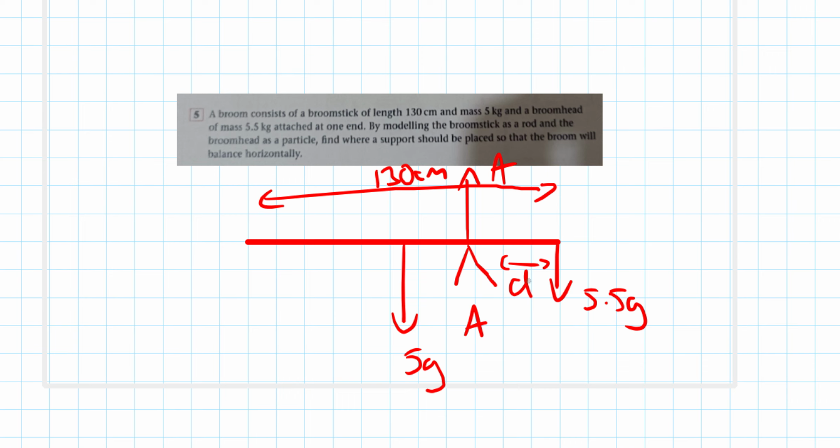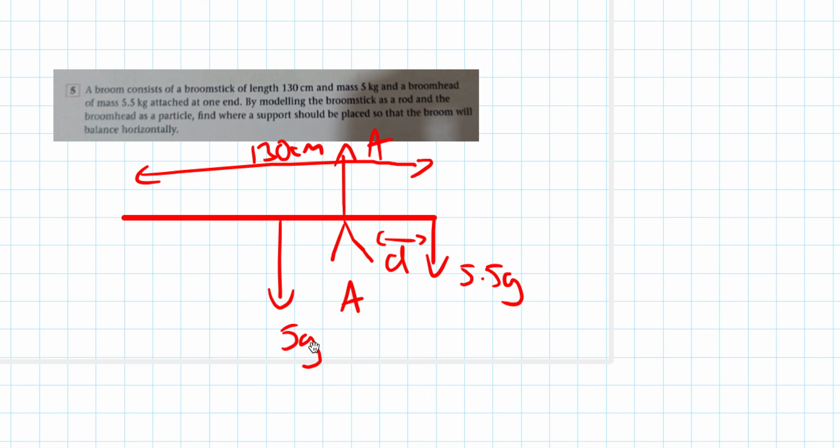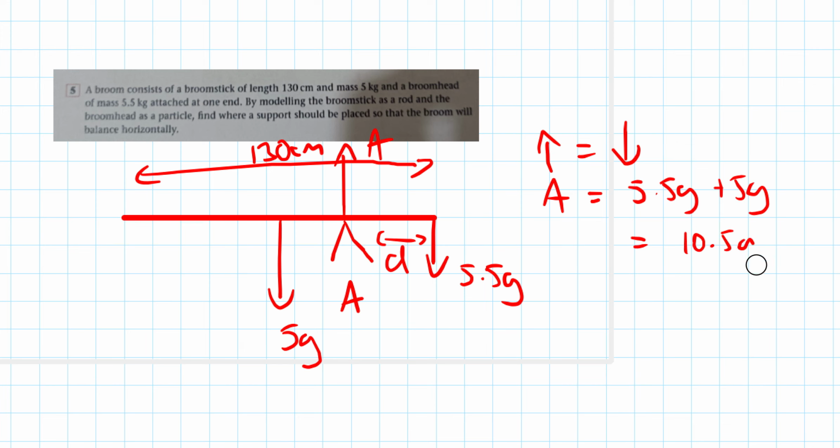And the key thing here is we're saying D is from a particular position. So we're saying D is from where the broom head is going to be. Again, if the broom head is a particle, that means that there's no dimensions essentially to it. We're just going to assume it's just acting on the broom straight downwards. So then from here, once we set this up like this, it makes it a very straightforward moments question. So up equals down, so the upwards force is A, and that's equal to 5.5g, which goes downwards from the broom head, and 5g from the mass of the broom, so that's equal to 10.5g.